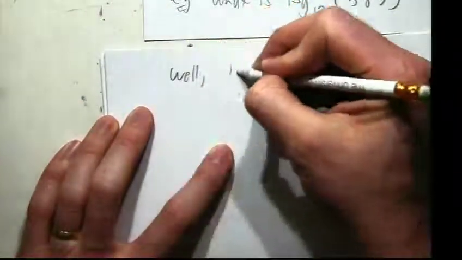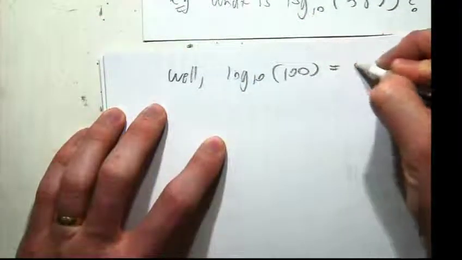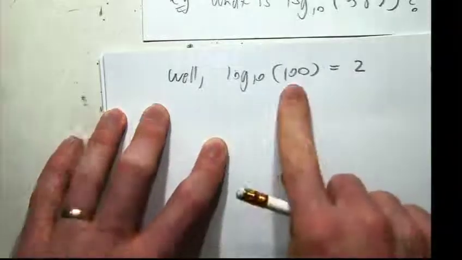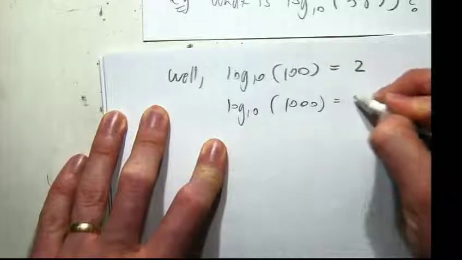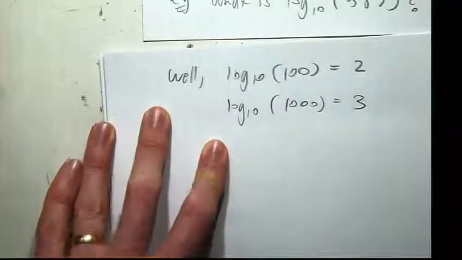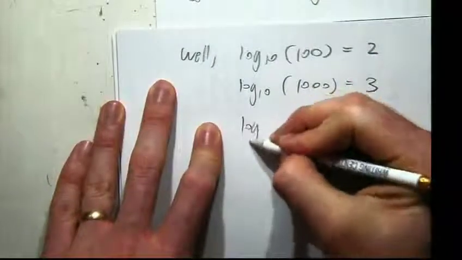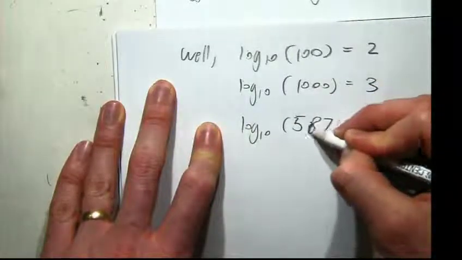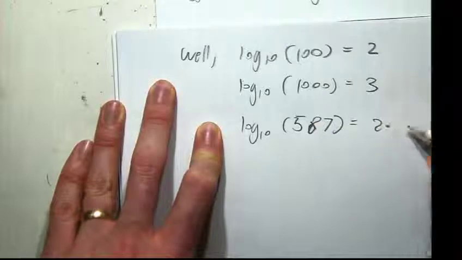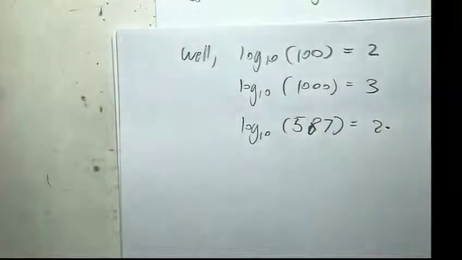So let's look at this. Log 10 of 100 is 2, it's got two zeros. Log 10 of 1,000 is 3, because it's got three zeros. So log 10 of 587 will be 2 point something. I know it's somewhere between 2 and 3.